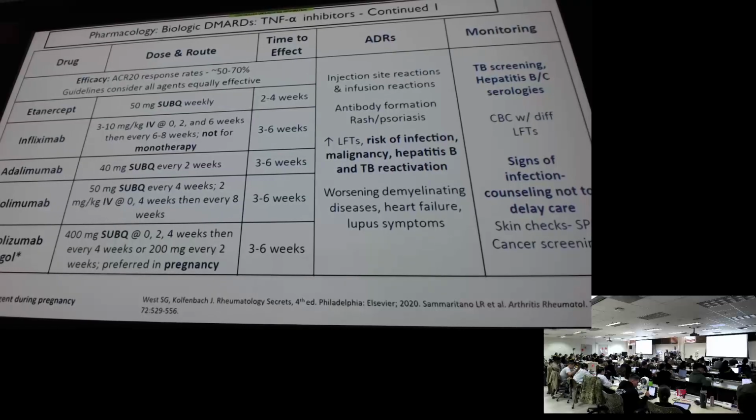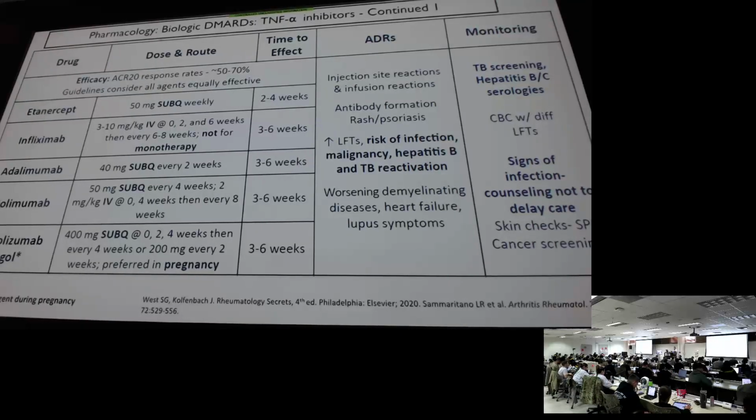The ADRs, they're the same across the board. I mentioned the big ones. They're in bold, right? Risk of infection, malignancy, Hep B, and TB reactivation. And then the monitoring: TB screening, Hep B, C, as we mentioned, for all biologics, CBC and LFTs. And if a patient has any signs of infection while on a biologic, go directly back to the provider and discuss, right?